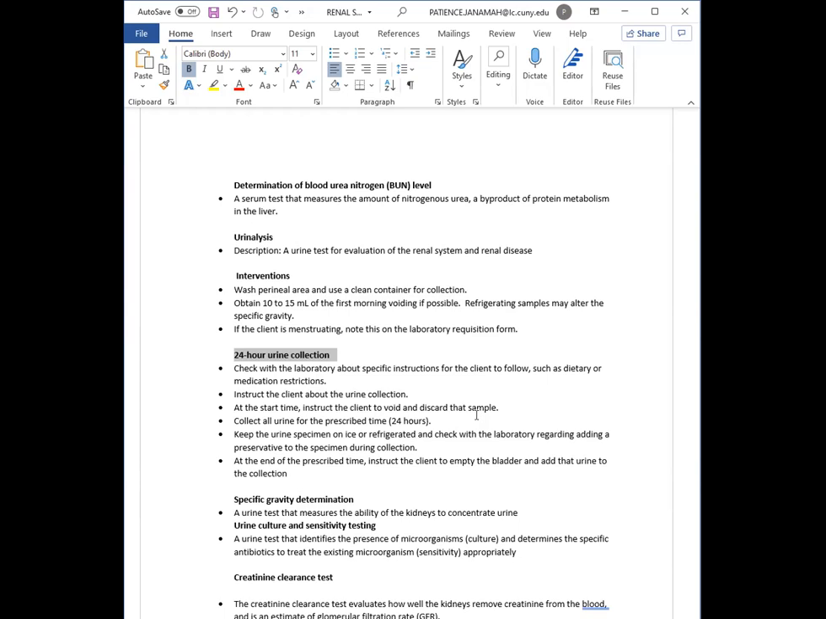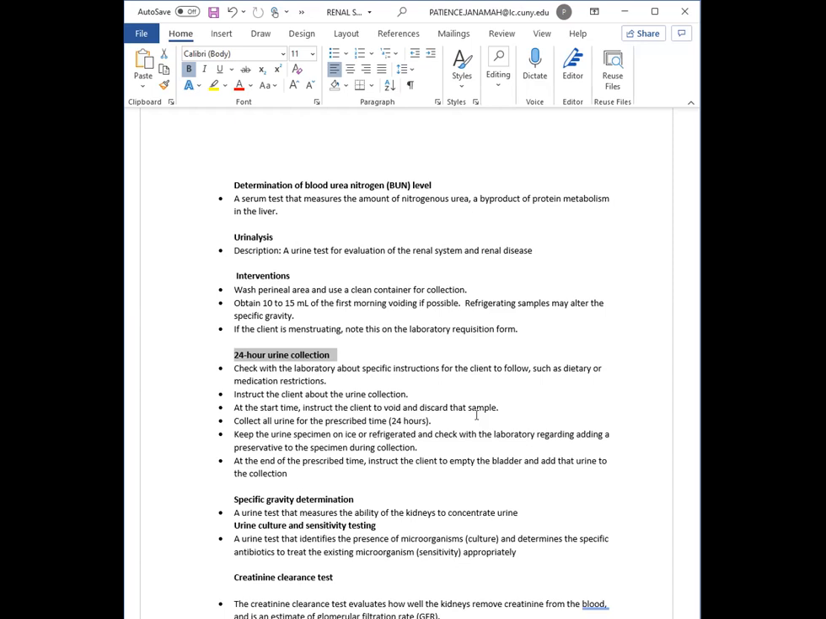So dietary instructions, you instruct the client about the urine collection process. So at the start of the time, you instruct the client to void and discard that sample. So you tell the client to discard the first sample and collect urine from 24 hours. So if the nurse for this client, they want you to teach the patient and they give you drag and drop options. These are the instructions you want to follow.